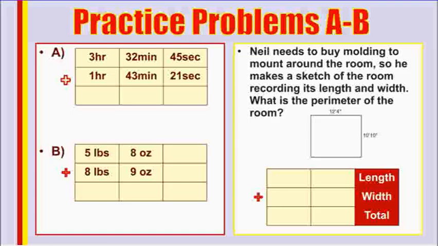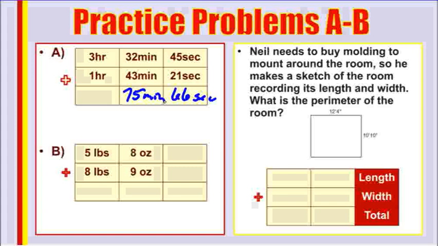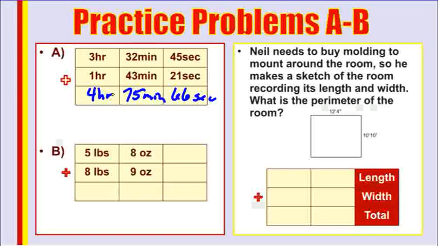Next example. Here we're just going to practice adding these and then simplifying it. So 45 seconds plus 21 seconds gives us 66 seconds. 32 plus 43 gives us 75 minutes. 1 hour plus 3 hours is 4 hours. But now we can simplify. I can subtract 60 here, gained a minute. Subtract 60 minutes here, gained an hour.